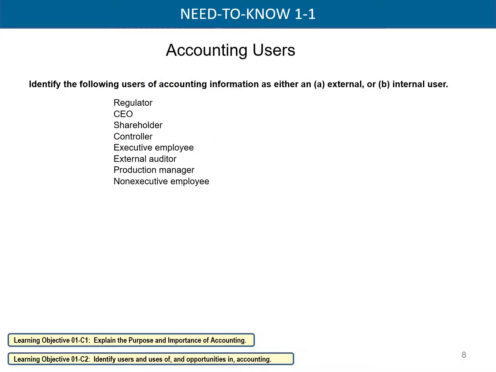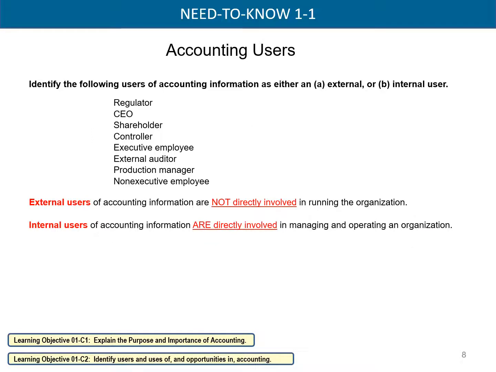Okay, so let's take a few minutes and see if we can identify whether each of these users that are listed are external or internal. So remember that external users are those that are not directly involved in running the organization. They are outside the organization. And internal users are those that are directly involved in managing and operating the organization. So take a few minutes, write down whether each of the following is an internal or external user, and then we'll review the answers.